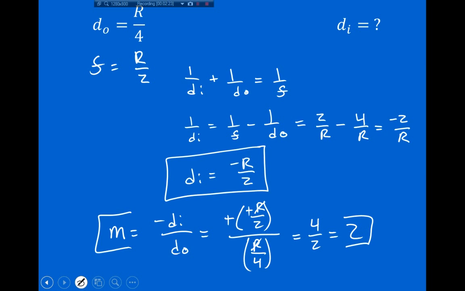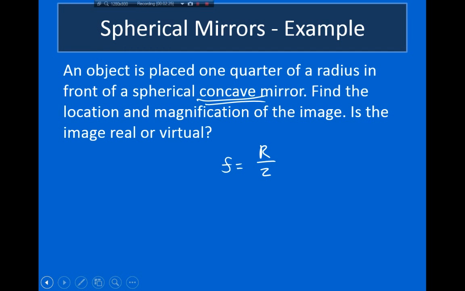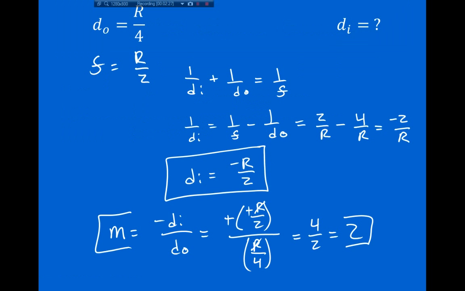The last part of the question asks us to determine whether the image is real or virtual. Well, again, because DI is negative, this tells us that the image forms behind the mirror. And whenever the image forms behind the mirror, the image is going to be virtual, because the rays don't actually travel behind the mirror, so they don't actually cross at that point where the image forms.